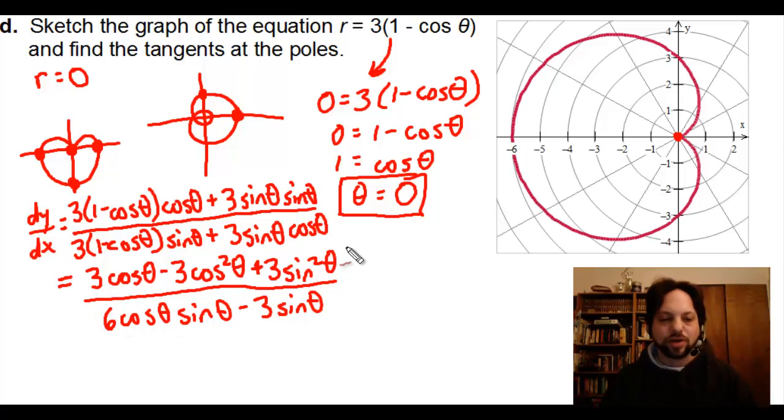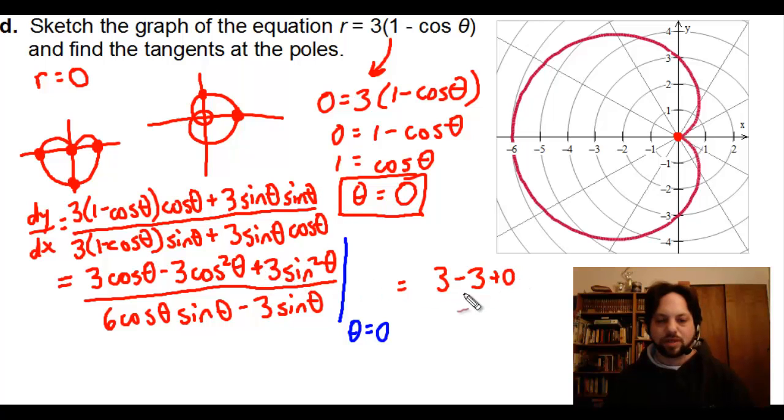So what I want to do is let's go ahead and evaluate this derivative at theta equals 0. And again, I'll give you a moment to work that out. Of course, the cosine of 0 is 1, so there's going to be 3 times 1. This will be another 3 times 1, and this will be 3 times 0. So there's going to be my numerator. Down below, if I plug 0 in for theta, this entire term goes away because of the sine. This goes away because of the sine.